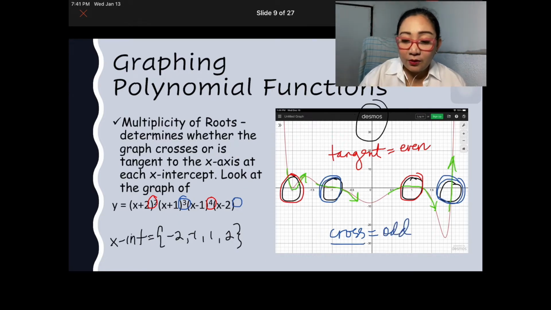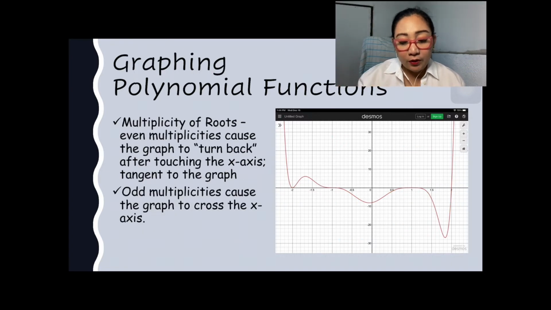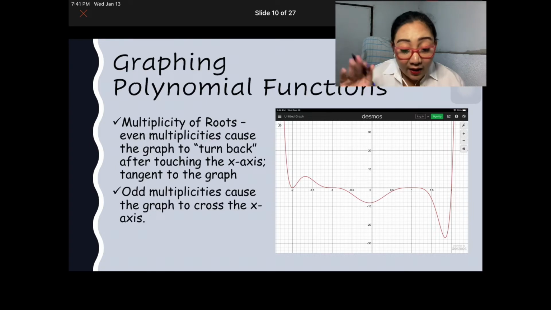Okay? Now, to summarize what I just discussed, multiplicity of roots, even multiplicities cause the graph to turn back or to change direction. So, yan yung tinatawag nating tangent to the graph. And then odd multiplicities or odd exponents cause the graph to cross the x-axis. Okay? So, yan po ang multiplicities. Even, tangent, odd, cross. Okay?